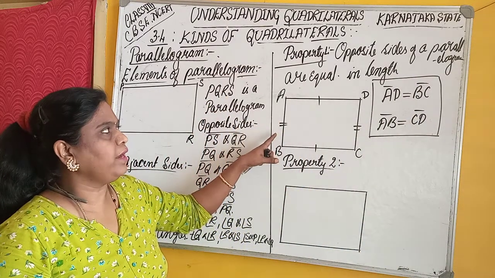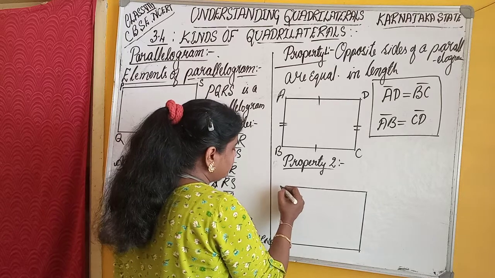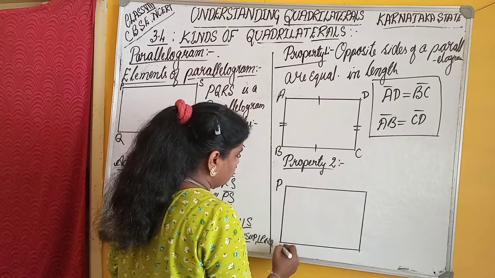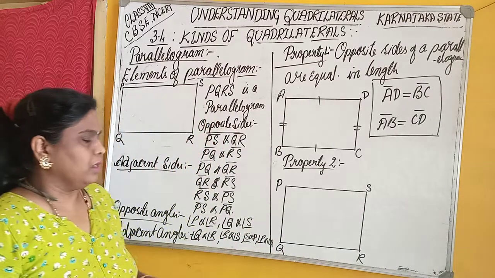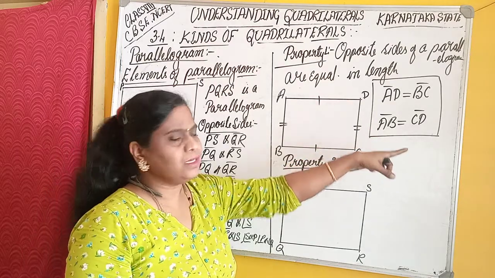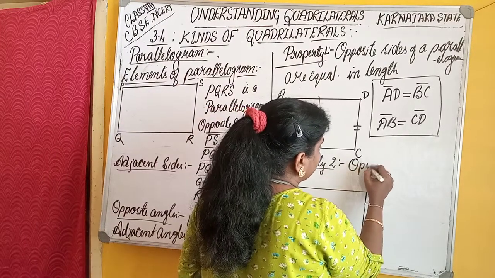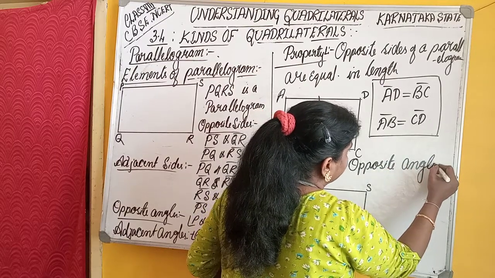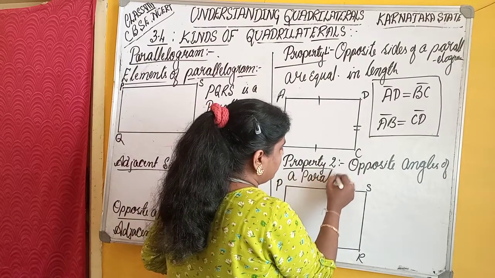Okay students, you got it? Yes. Next, property 2. Let us consider one more parallelogram, PQRS. It is a parallelogram. Here the opposite sides are equal, and also the opposite angles of a parallelogram are equal.